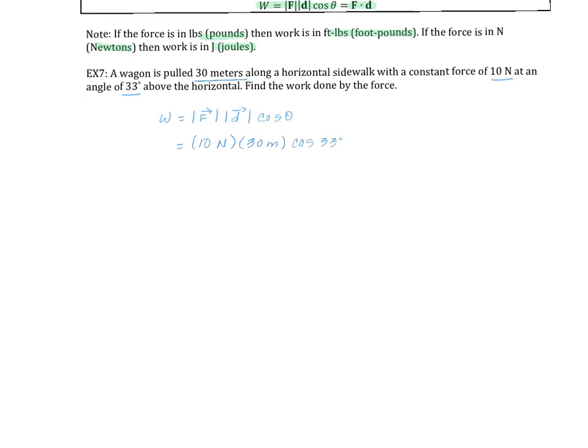So if you're putting this in your calculator, just make sure that you're in degrees. So I get approximately, maybe I'll make the squiggly lines, and I'll just round it to a whole number. So the 10 times the 30 times cosine of 33 degrees gives me about 252 Newton meters. And Newton meters is the work in joules, so we're going to use J for joules.